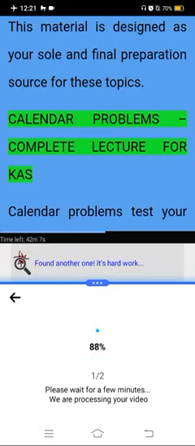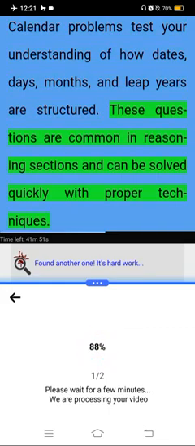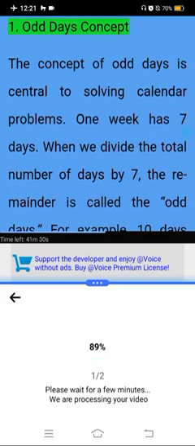Calendar problems, complete lecture for CAS. Calendar problems test your understanding of how dates, days, months, and leap years are structured. These questions are common in reasoning sections and can be solved quickly with proper techniques. 1. Odd days concept. The concept of odd days is central to solving calendar problems.